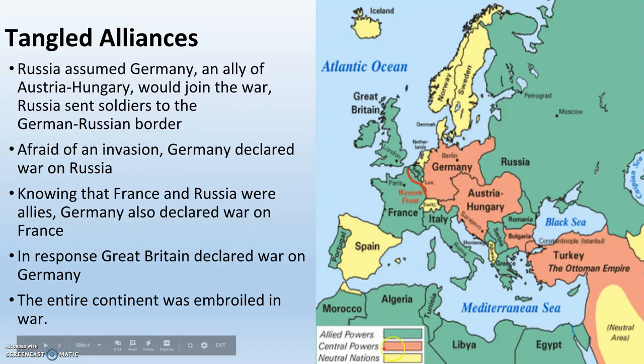Now, we have the Allied powers in green. These are the French and the British, and eventually the United States also joins. These are the green countries. And the Central powers are this light pink color. So we have the Ottoman Empire, Bulgaria, Austria-Hungary, and Germany.